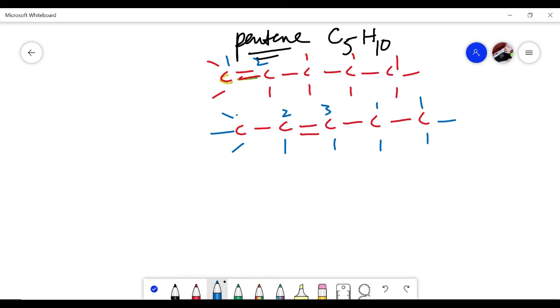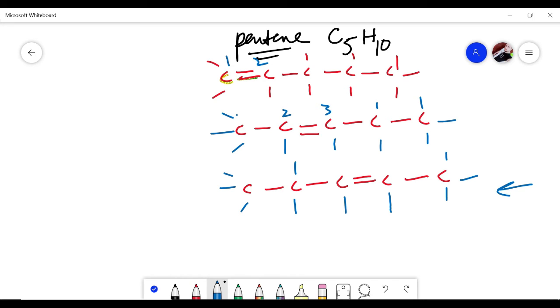If I move this double bond to the other side, here, what is the difference? 1, 2, 3, 4. Now my counting will start from this side. So it is 2 and 3. So these two are the same. Okay?